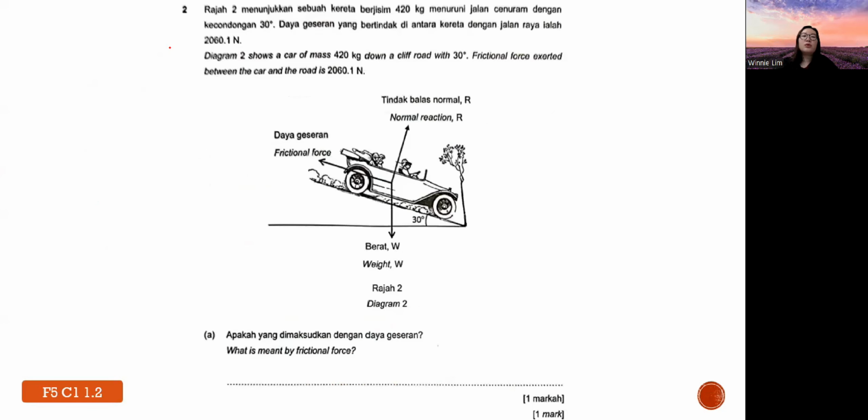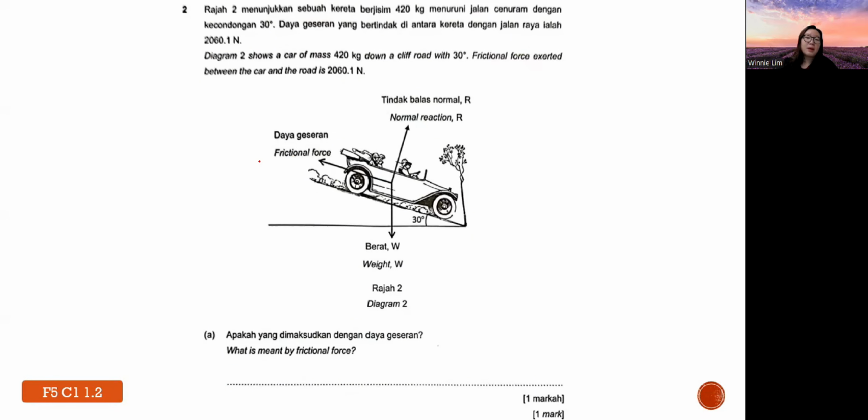Now we move on to number 2. Diagram 2 shows a car of mass 420 kg going down a cliff road with a 30 degree incline. The frictional force exerted is 2060.1 Newton. First, what is meant by frictional force?